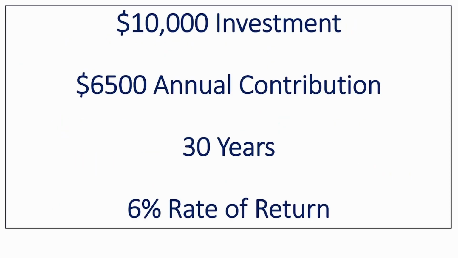Let's compare two popular ETFs that have vastly different expense ratios. And we're going to assume an initial investment of $10,000, then plan an annual contribution of $6,500. Maybe we're under 50 years old and we're contributing to our Roth IRA. If we assume a 30-year time horizon and a 6% rate of return, the only thing that we're going to change in this scenario is the expense ratio. Now let's take a look and see what we get.